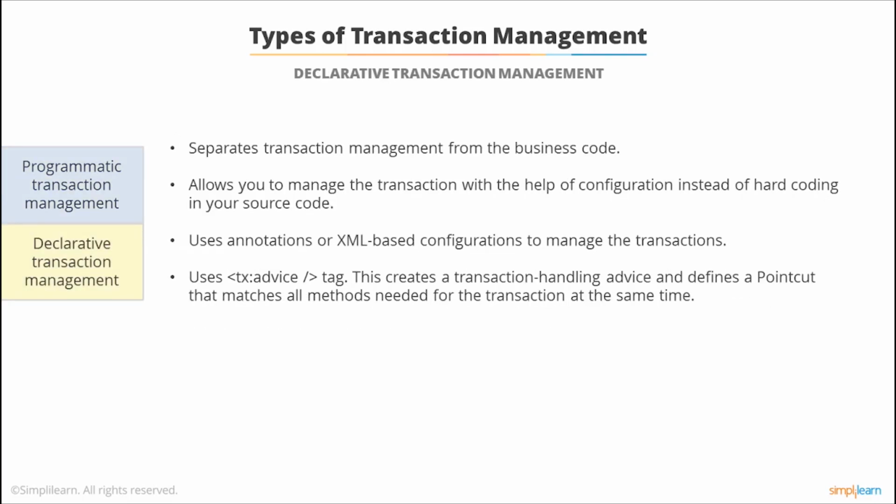Then we have the Declarative Transaction Management, which separates transaction management from the business code. It allows you to manage the transaction with the help of configuration instead of hard coding it in your source. It uses annotations or XML based configurations to manage the transactions, and it uses the tx:advice tag, and this creates a transaction handling advice and defines a pointcut that matches all methods needed for the transaction at the same time.